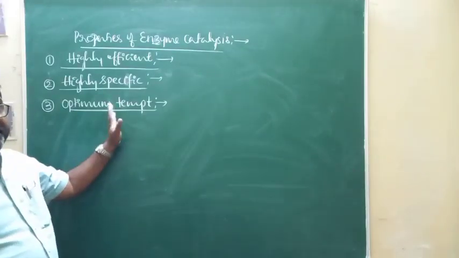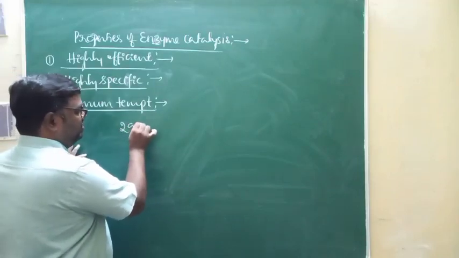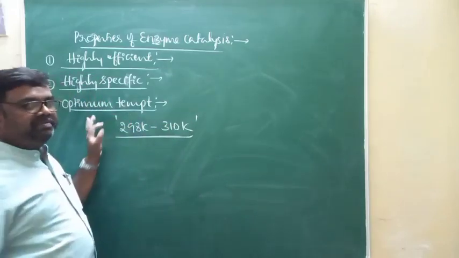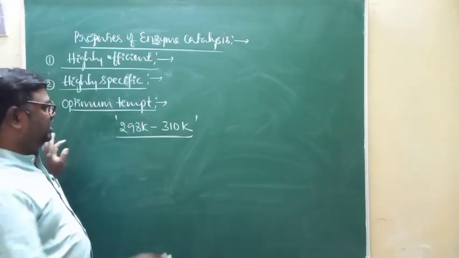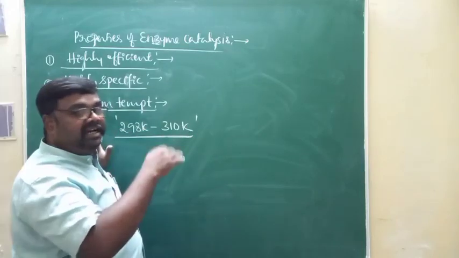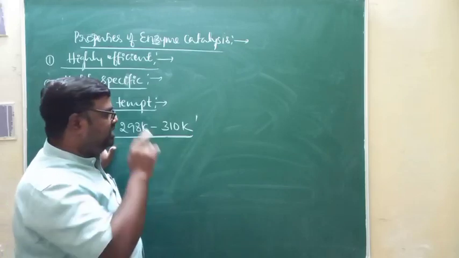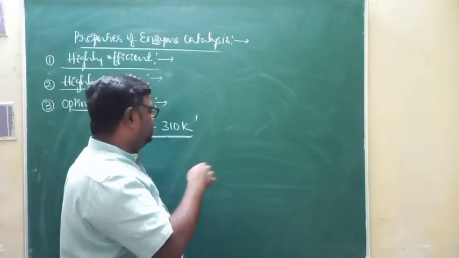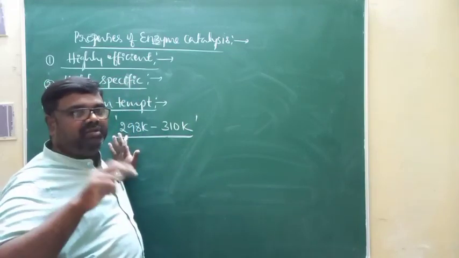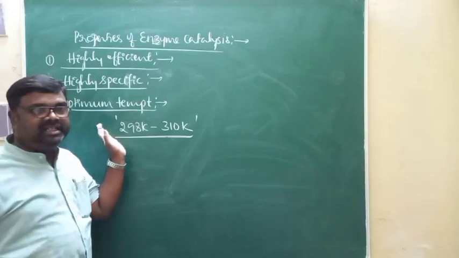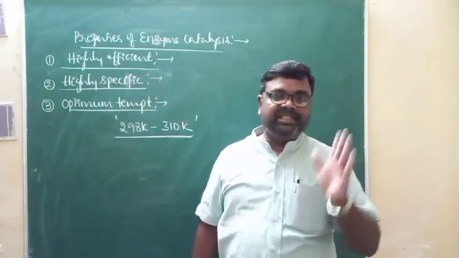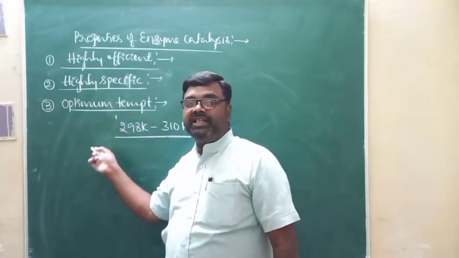Generally, the optimum temperature range will be from 298 kelvins to 310 kelvins. This is the optimum temperature range. And of course, if the temperature of the biochemical reaction is less than 298 kelvins, then the catalytic activity of enzymes will be less. At the same time, if the temperature of the biochemical reaction is more than 310 kelvins, then the catalytic activity of enzymes will be less. Because of that, I can say the catalytic activity of enzymes will be less on either side of this optimum temperature.